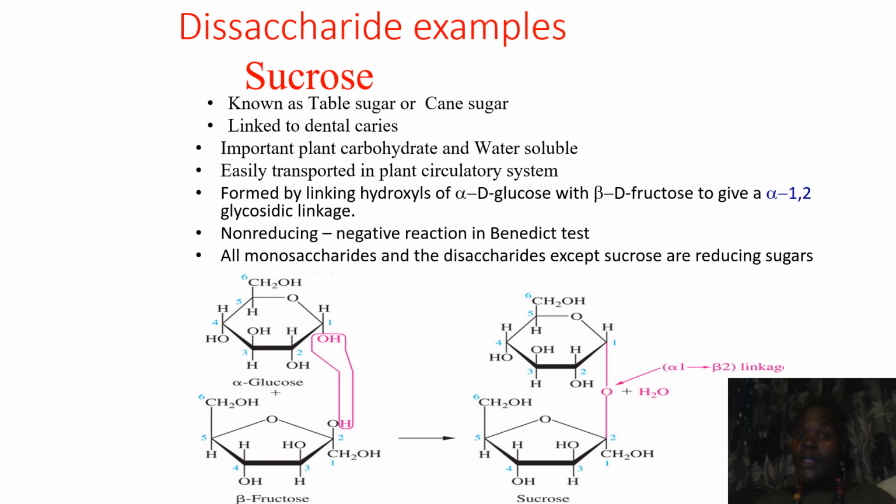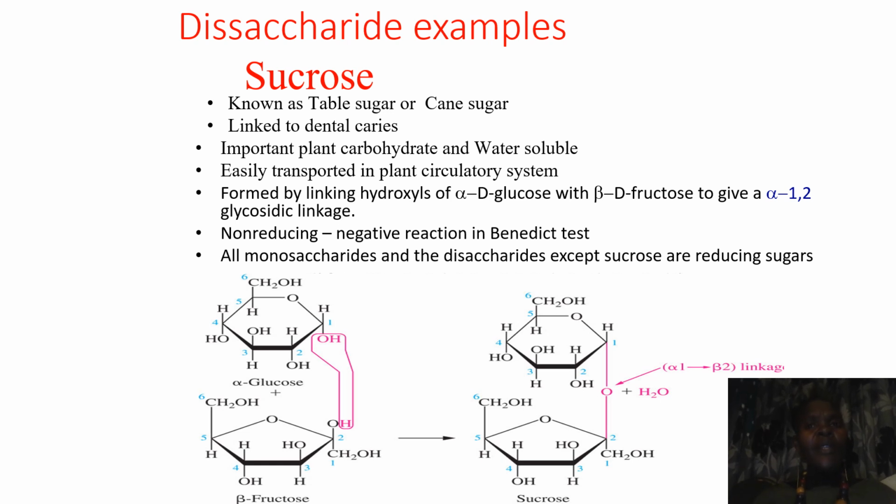Sucrose, the last one, is the table sugar. It's also present as a cane sugar. It's the one which is always linked to dental caries. When you have a problem with the teeth, they always talk much about dental caries. So it's related to that. But then it is a water-soluble plant carbohydrate and also transported easily in the plant circulatory system. But sucrose involves alpha-D-glucose as the first monosaccharide component, and secondly we have a beta-D-fructose.